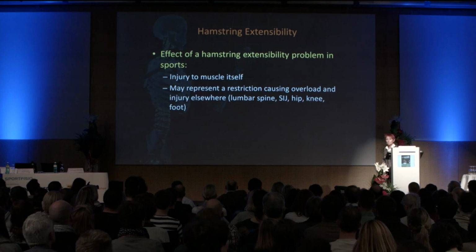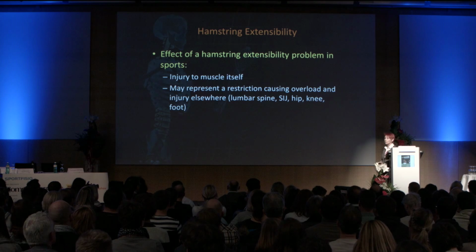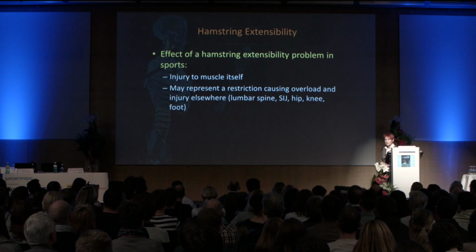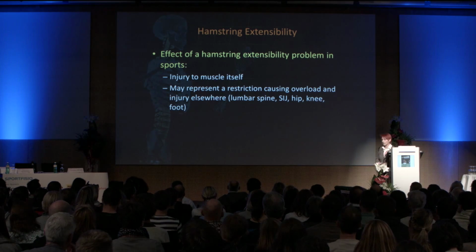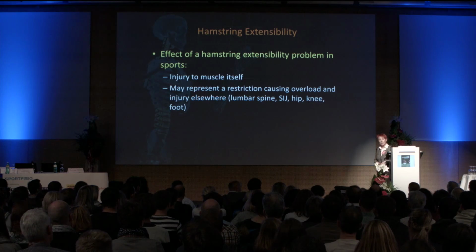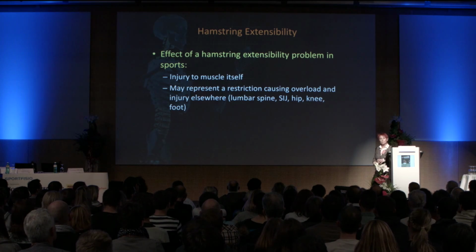So basically I'm going to talk about the extensibility problem, or in Shirley's words, the stiffness problem in the hamstrings. And as we know, if there's a problem in the stiffness of a muscle, then in a sport you can actually injure the muscle itself, but you can also cause what Shirley would call a relative stiffness problem, so a restriction somewhere in the kinetic chain. And that restriction will cause you then, of course, to overload or injure somewhere else.